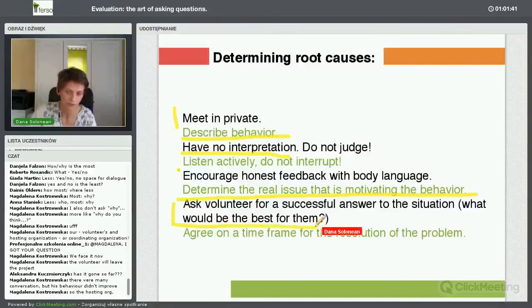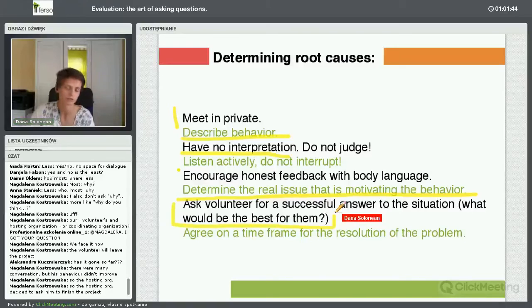Then a very crucial thing, empower people to find solutions. This is a bit of coaching and counseling, but empower people to find solutions to the issue. Don't give ready-made answers that might not work for them. So ask your volunteers for a successful answer to the situation. What would be best for them? What do they think? Do they need more training? Do they need more support, or the precise opposite? Do they need more freedom and just want to do their tasks from home or working from a computer? If they are tired, is a day off enough, or do they need a longer holiday, or whatever? But give them the possibility to find out the solution to their issues.